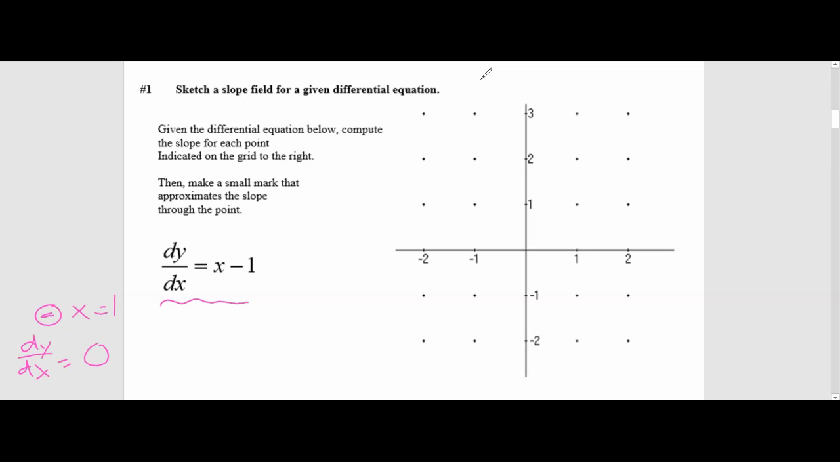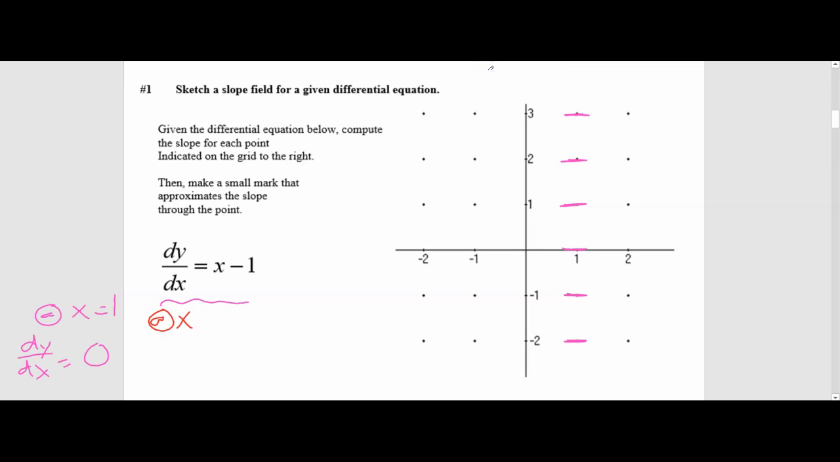So for every point here, I'm going to draw a little horizontal line. And what that is saying is that any place that x is equal to 1, our slope is going to be equal to 0. So we're just sketching in what that slope would look like. Well, now we can do it for these other x values that are shown. And we're not doing it for fractions or decimals, we're just doing it for integer values.